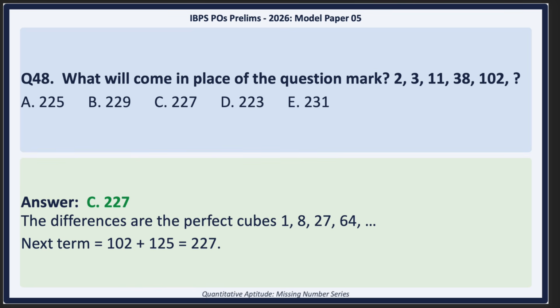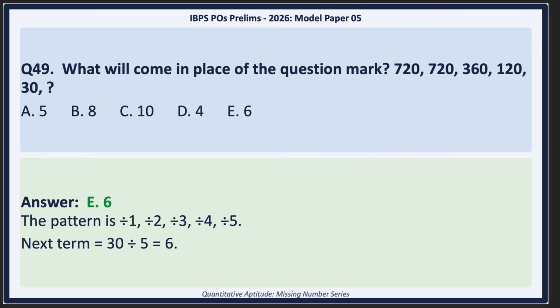It's incredibly satisfying. What about when the numbers are shrinking rapidly, like in question 49, 720, 720, 360, 120, 30? So rapid shrinking always implies division, or fractional multiplication. Here, the rhythm is dividing by 1, then dividing by 2, then 3, then 4. So the next logical step is dividing 30 by 5, giving us 6.